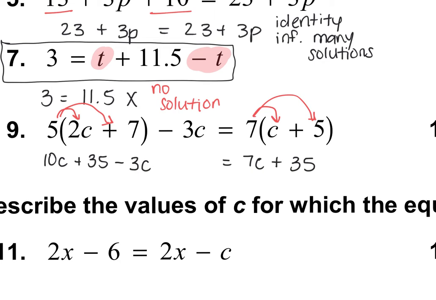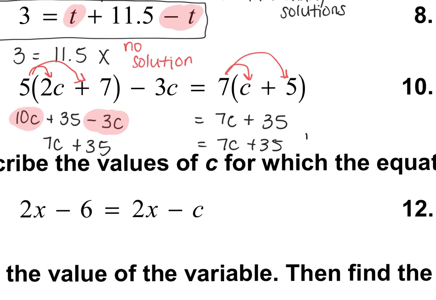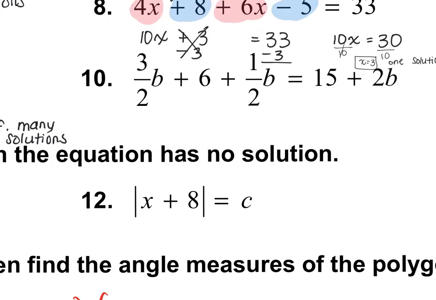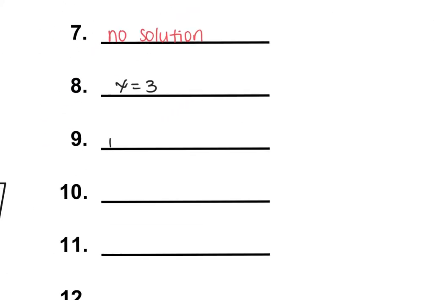Okay? Now, before we move on, remember, you're looking for things that are the same, like terms, on the same side. And we've got a 10c and a minus 3c. That's going to simplify to 7c plus 35 equals 7c plus 35. Whoa, whoa, whoa. It's the same, okay? This is an identity, infinitely many solutions. Okay, let's just write that as our answer. That was number 9, infinitely many solutions.